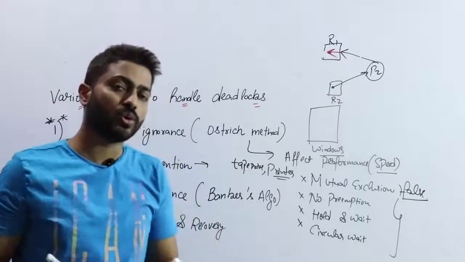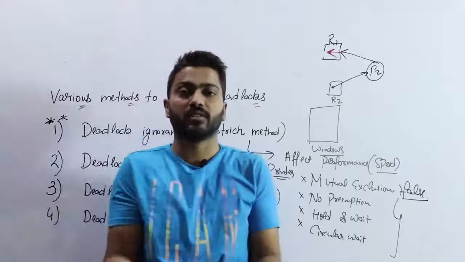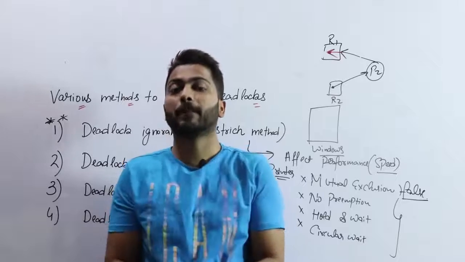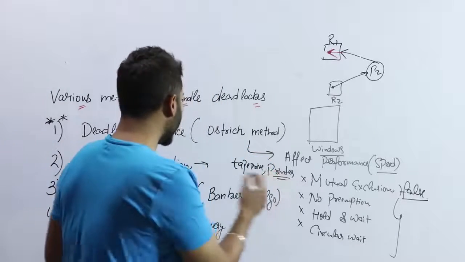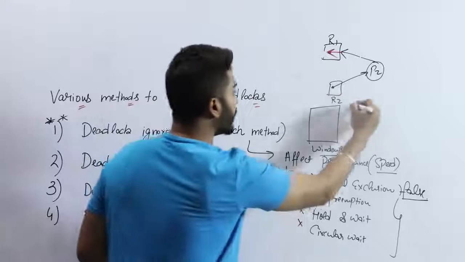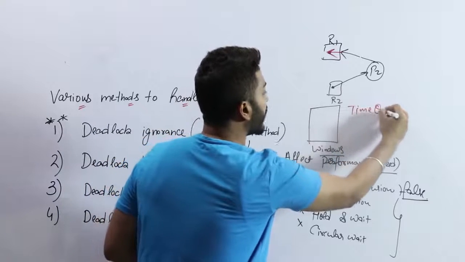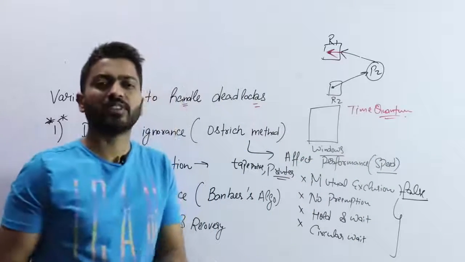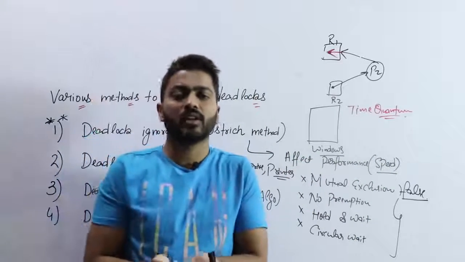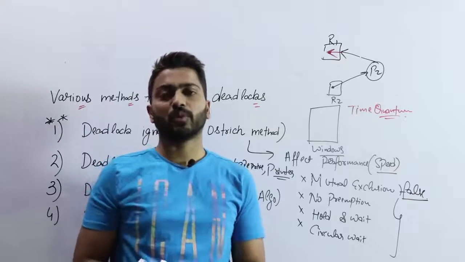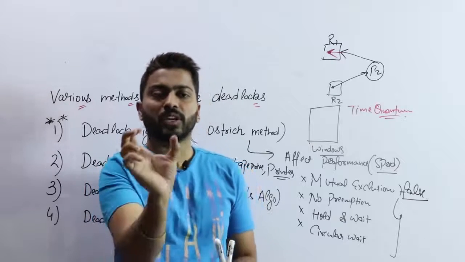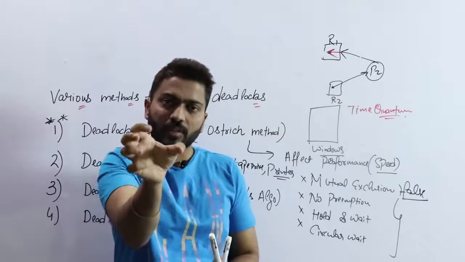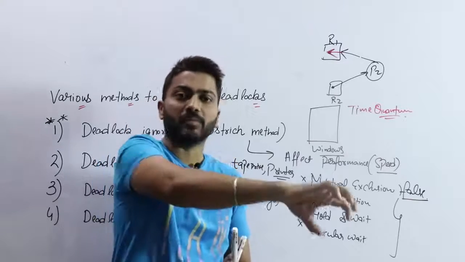So what we are trying to do is to make the preemption, which means processes can be preempted. So how can we do it? By using the time quantum, or the timestamp method. It means a process can run for a particular time, 5 seconds, 10 seconds. After that particular time it will be preempted.